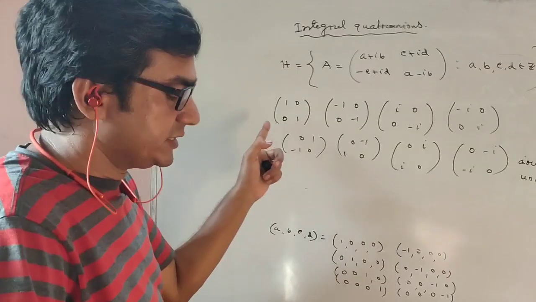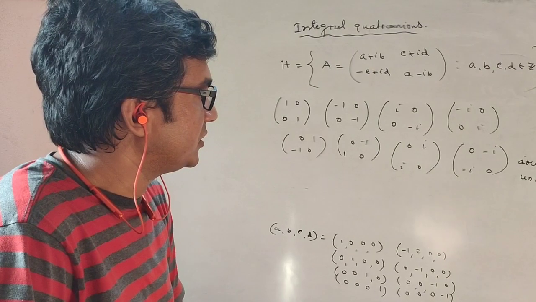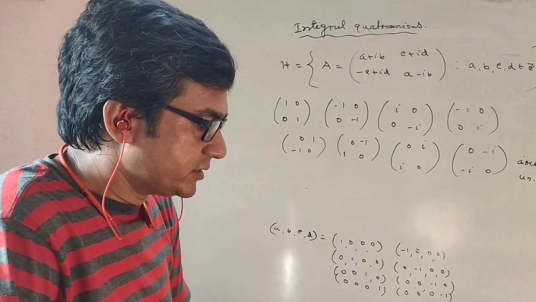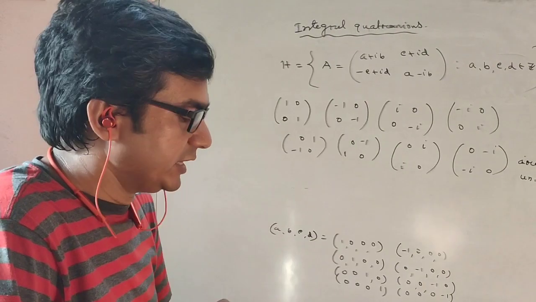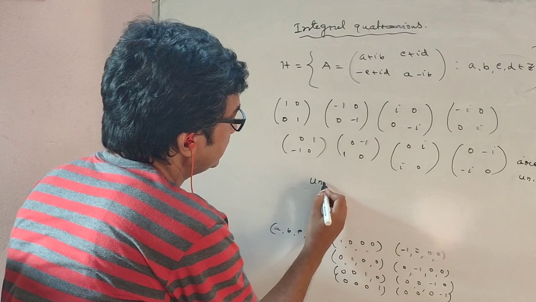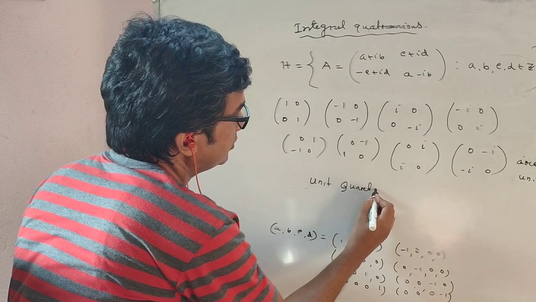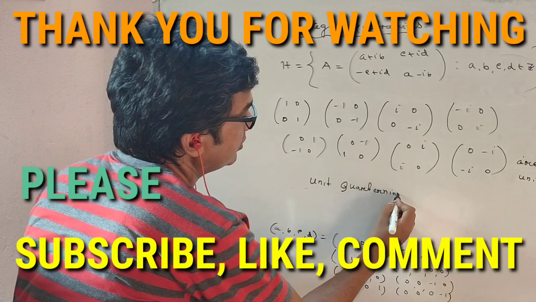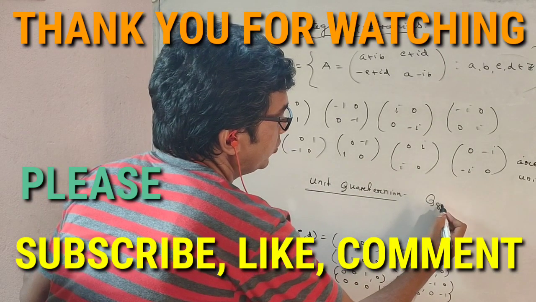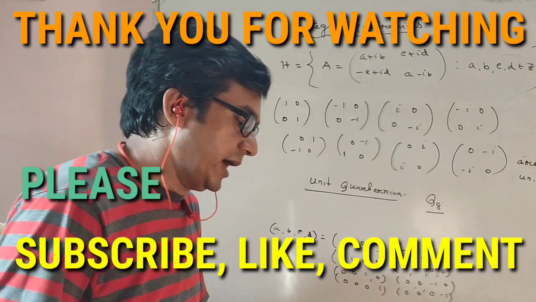Only these 8 elements in H are unit elements, and obviously these 8 elements together form a group, and this group is called the unit quaternion group, and this group is denoted by U8.